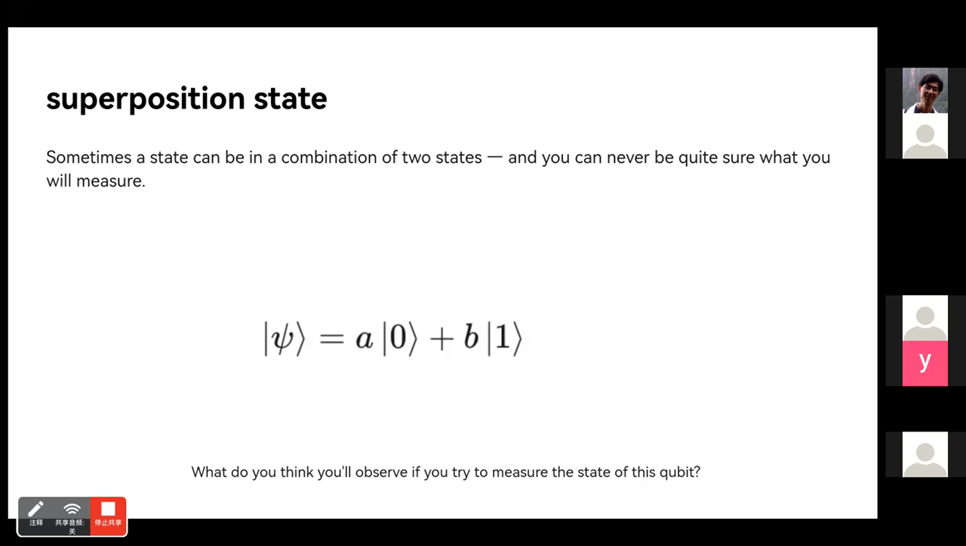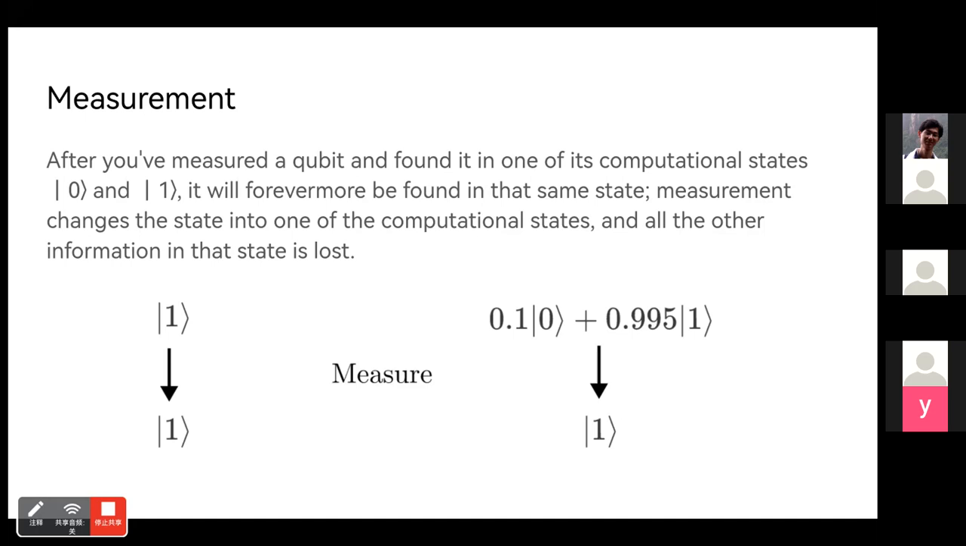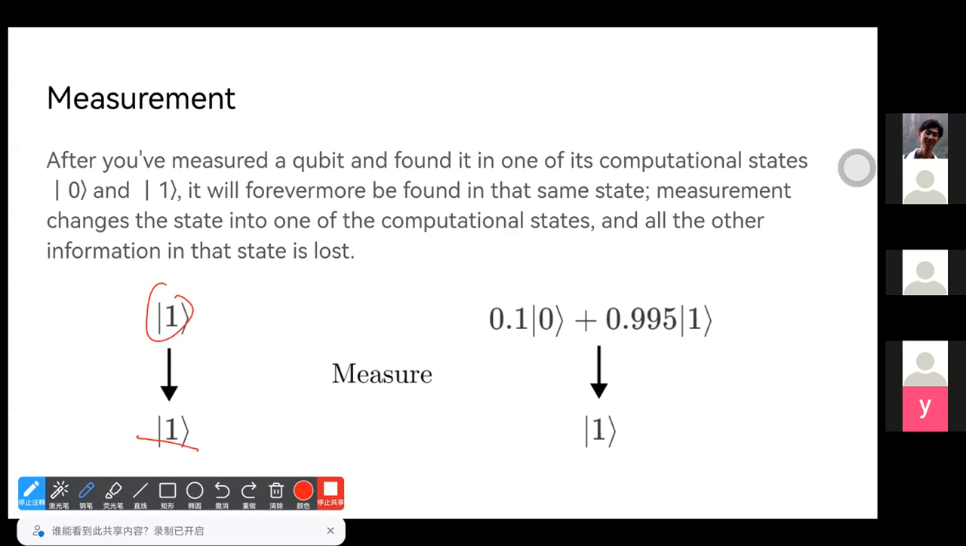Okay, after you measure the qubit and find it in one of the computational states, 0 or 1, it will forever be found in that same state. So the measurement changes the state into one of the computational states and all the other information in the state is lost. For example here, if you measure just a 1, it will just collapse to 1. But if you measure a combined state, a superposition state, there's some possibility you will measure 0, and also some possibility you will measure 1.